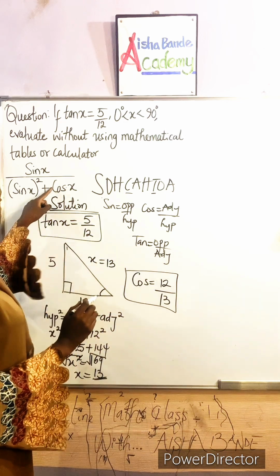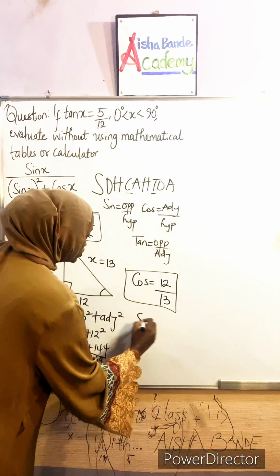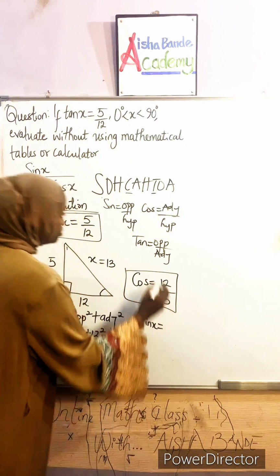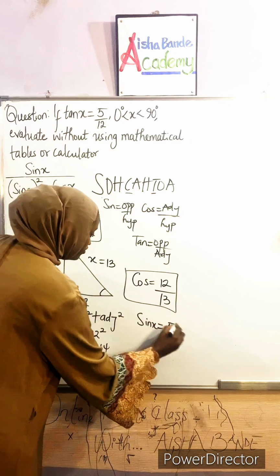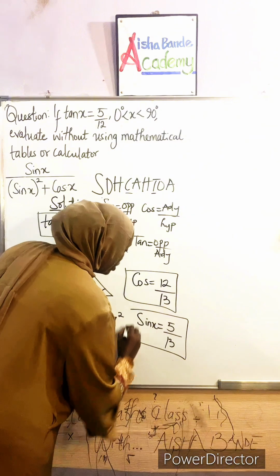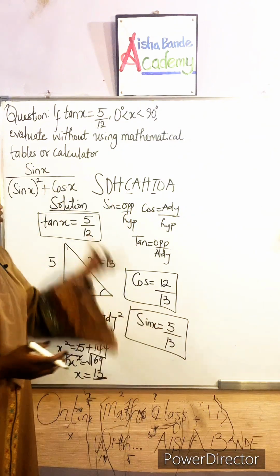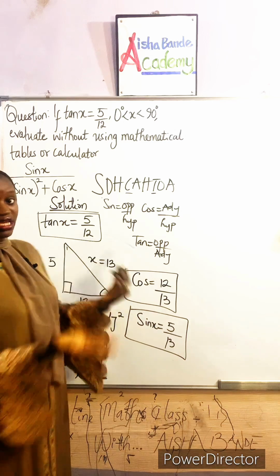As given in the question, we also need the value for sin x. Sine is opposite over hypotenuse, and the opposite here is 5 all over the hypotenuse, which is 13. So we have the three parameters. Now we can substitute the values into the question given, simplify further, and get the final answer.